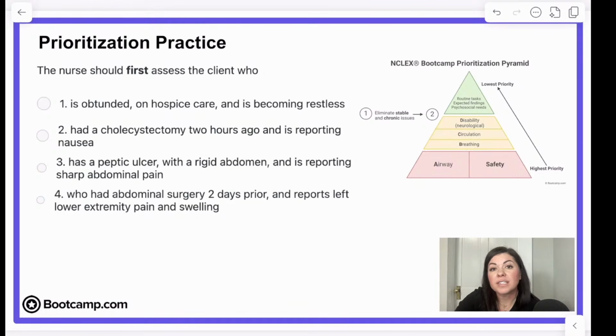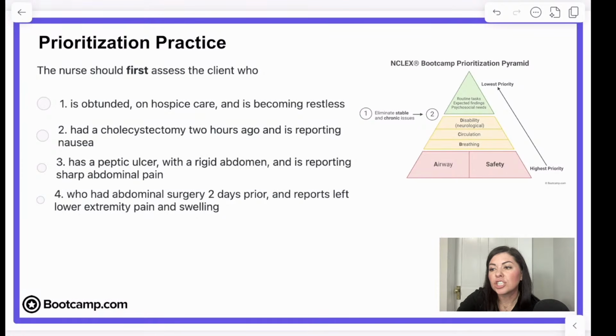So this first item is formatted in probably the most traditional, most common way you will see a prioritization item formatted. And that's where we are having to identify the sickest or the most acute patient that we need to see first. So we always want to read our stem very closely.